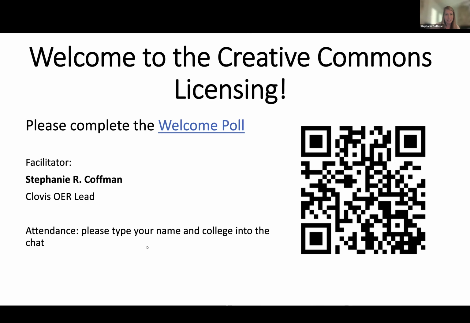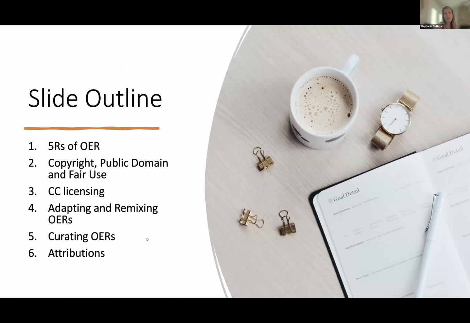So in this talk today, we're going to go over what those 5 R's of OER are. We're also going to talk a little bit about copyright, public domain, and fair use, which is very interesting. And it's interesting how these things have sort of adapted or not adapted to this new world we have where all this information is out on the internet. And then we'll learn about CC licenses, which are the most common licenses for OERs.